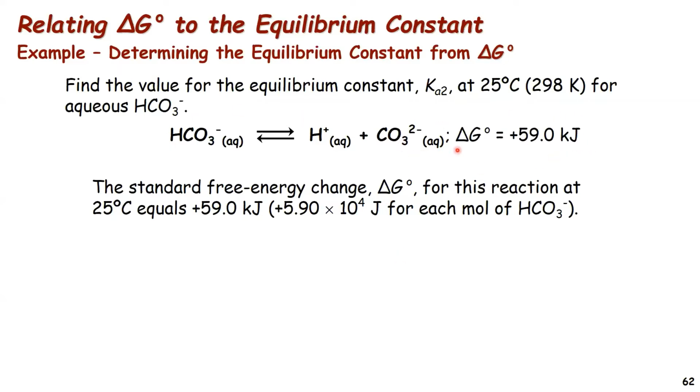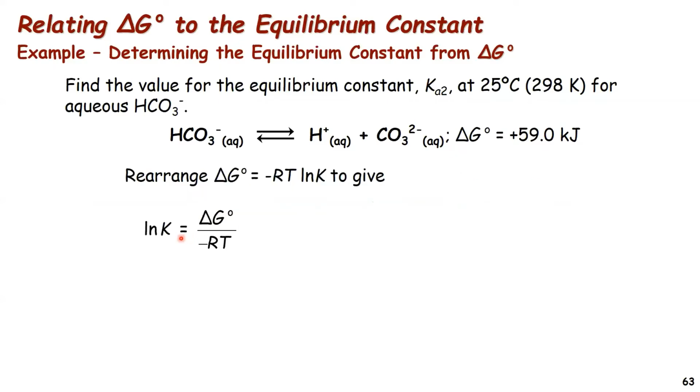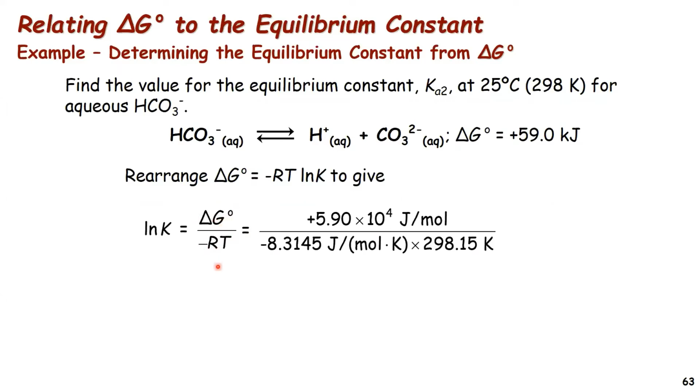Okay, so now del G then is going to be our 59 kilojoules. So there is our balanced thermochemical equation. So the ln of K then is the change in free energy divided by negative RT. I'll plug in my values. Okay, so the moles cancel, the joules cancel, the kelvins cancel. So that gives me a unitless number. That's a good thing. So that's negative 23.8.